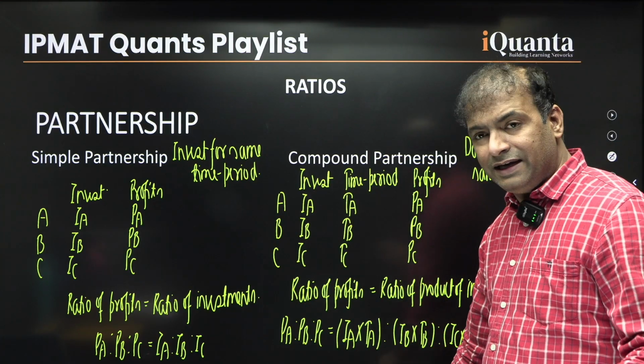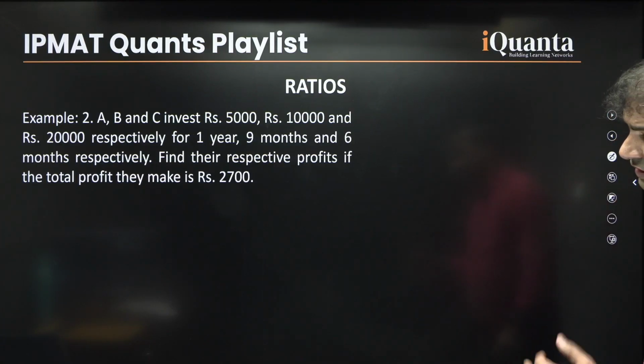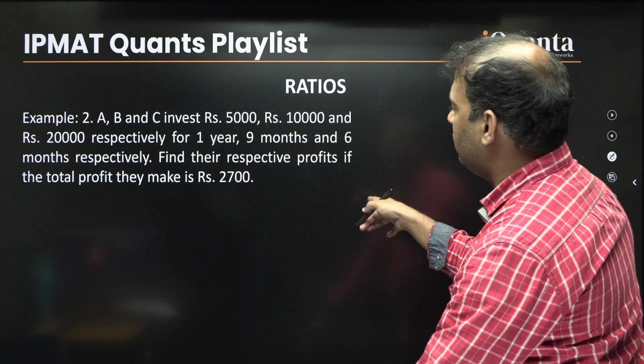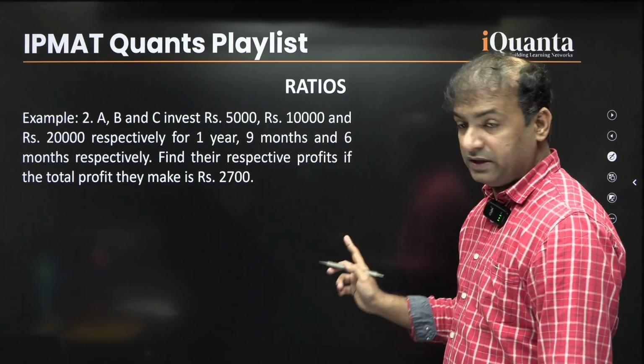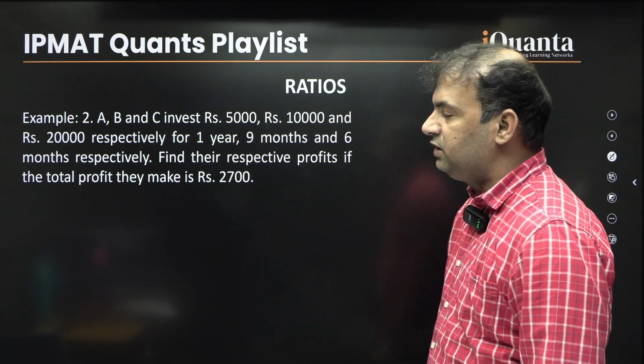Okay, let's try to understand with the help of an example. Okay guys, example number 2, let's read it. The example says that A, B and C invest rupees 5,000, 10,000 and 20,000 respectively for 1 year, 9 months and 6 months respectively. Okay, find their respective profits if the total profit they make is rupees 2,700.